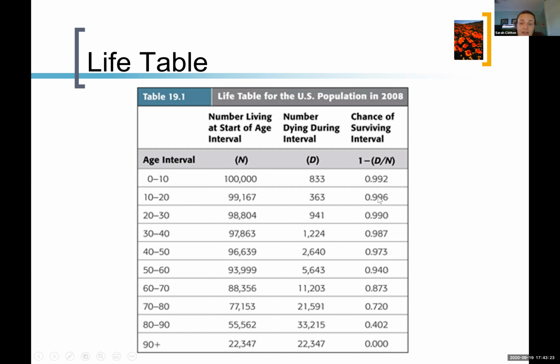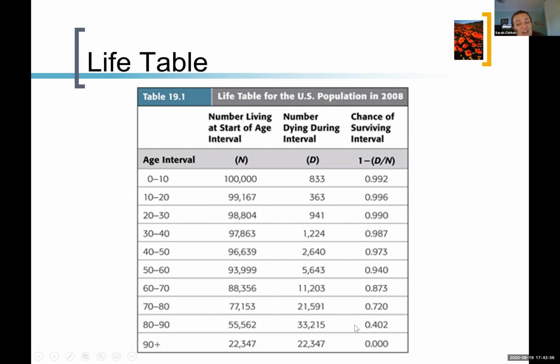Okay, your odds get even better if you make it to 10, because then between 10 and 20, you have a 99.6% chance of surviving. It goes down a little bit to 99% if you're in your 20s, and then 98.7% if you're in your 30s, 97% if you're in your 40s, still in the 90s in your 50s, but by the time you get to 60, it's going down to 87%. By the time you get to 70, you only have a 72% chance of surviving.